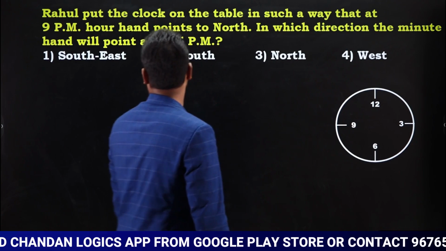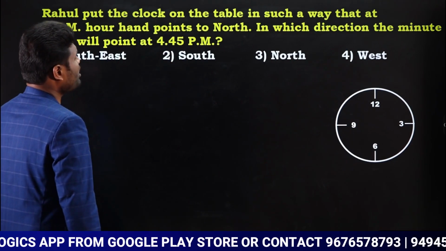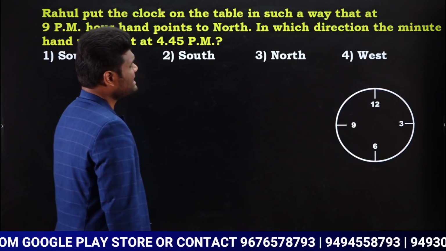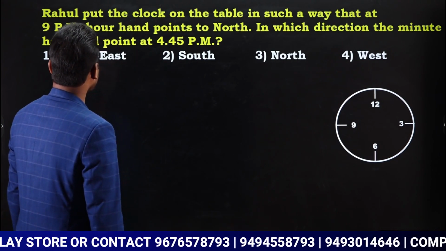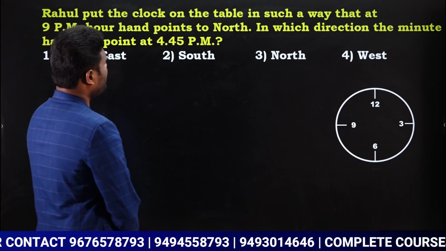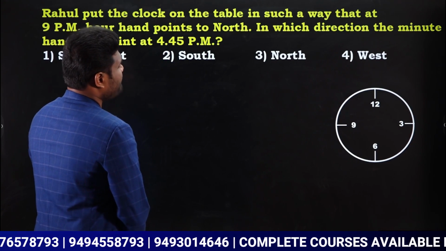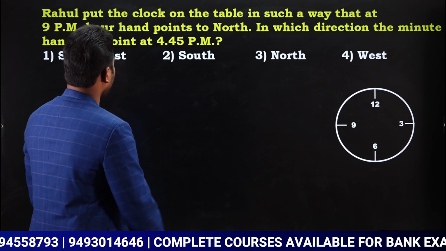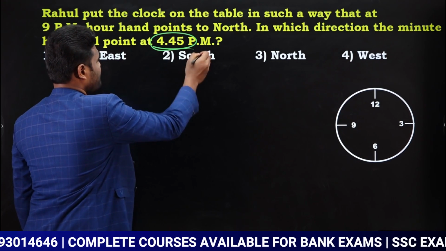Let us look at the next one. Rahul put the clock on the table in such a way that at 9 p.m. the hour hand points to north. In which direction will the minute hand point at 4:45 p.m.?